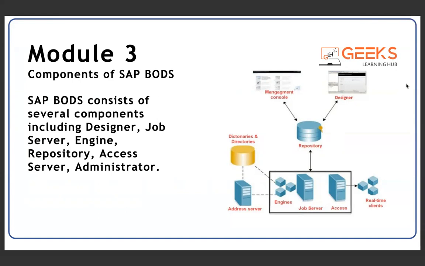BODS. Okay, so these things you cannot touch. These are not tangible things. These are something which forms the base module or the base layer on which we start working on BODS. As you can see, on the topmost layer, it has the management console and the designer. The designer is the front end, the user interface that one can see when they work on BODS. So you will be only accessing the management console and the designer. However, underlying to that would be the repositories, the directories, the dictionaries, the address server, the engine, job server, access server, and the real-time clients.